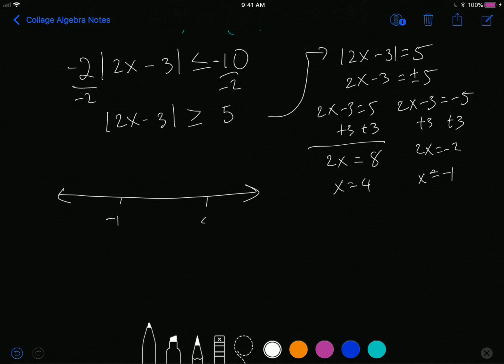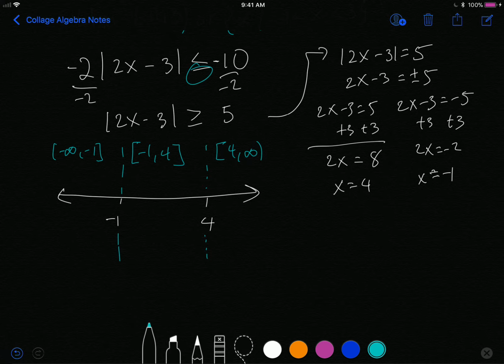Negative 1 and 4. If I cut a number line twice, how many pieces do I get? 1, 2, 3. Negative infinity to negative 1, but now I'm using a square bracket because of the equal sign right here. Negative 1 to 4. And then the last one is from 4 to infinity. Now I gotta test each of these points.